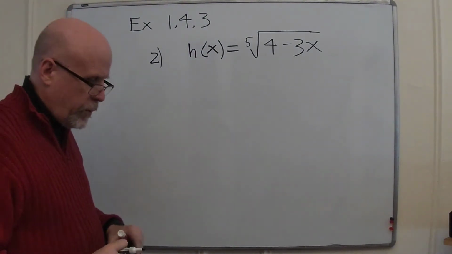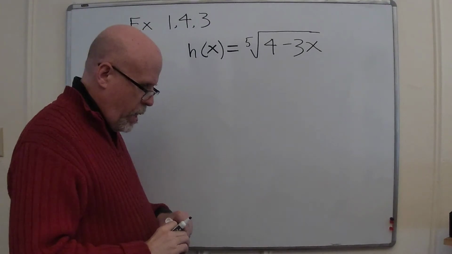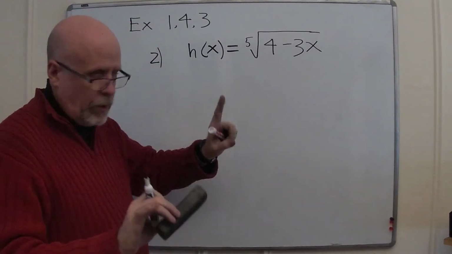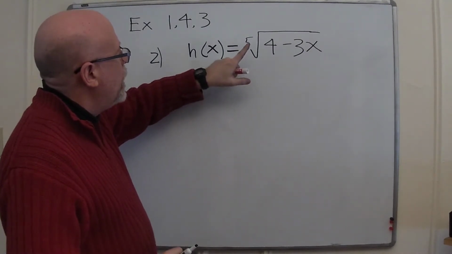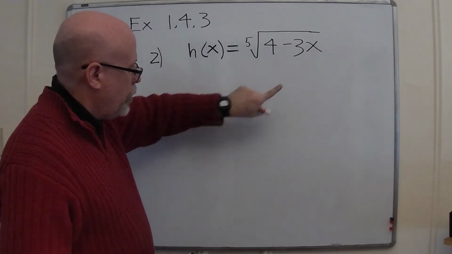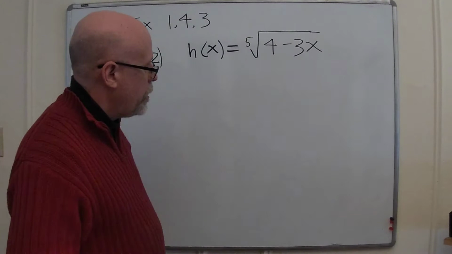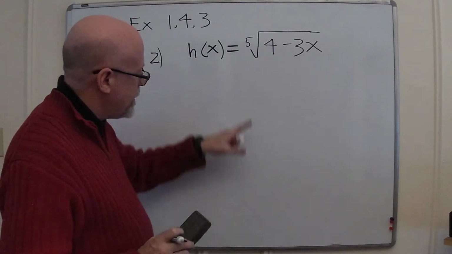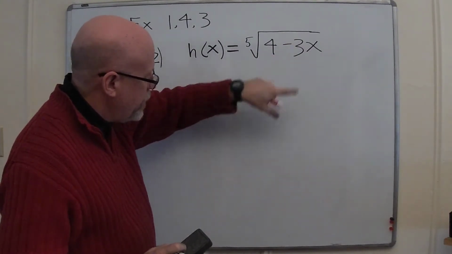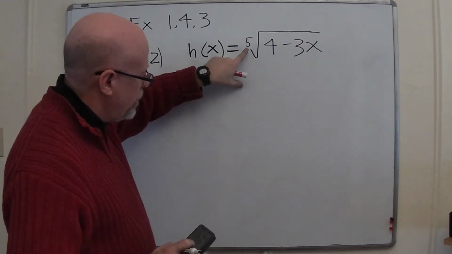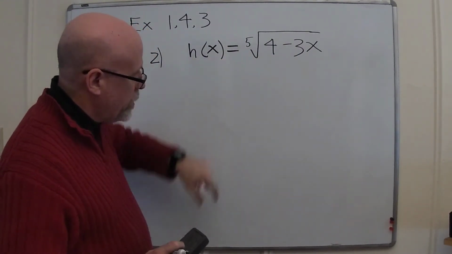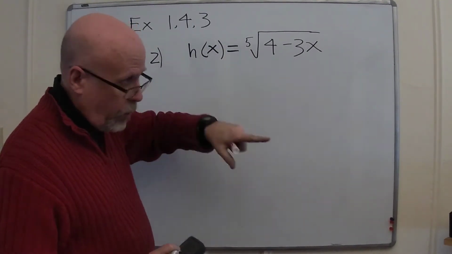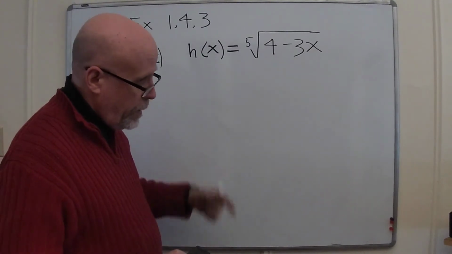Now what's the default domain? Well, there's no division, so we don't have to worry about dividing by 0. But there is a fifth root though. So do I have to worry about this number underneath the radical being negative? No, because that concern about negatives under the radical is really only an issue if the radical is an even power. So if it's a square root or fourth root, you've got to worry about that. With a fifth root, it's fine.